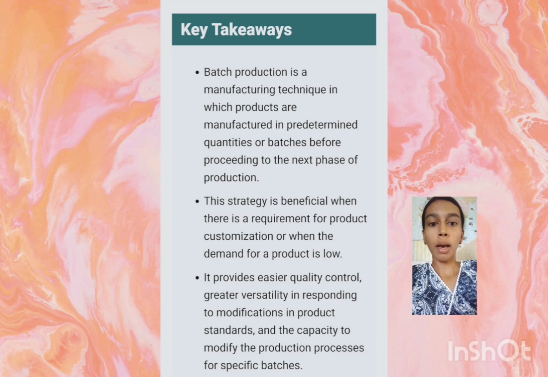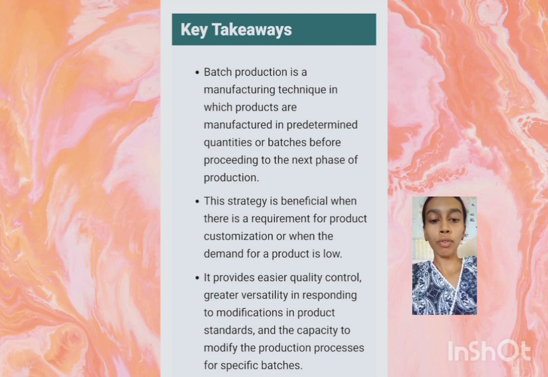Key takeaways. Batch production is a manufacturing technique in which products are manufactured in predetermined quantities or batches before proceeding to the next phase of production. This strategy is beneficial when there is a requirement for product customization or when the demand for the product is low. It provides easier quality control, greater versatility in responding to modifications in product standards, and the capacity to modify the production process for specific batches.